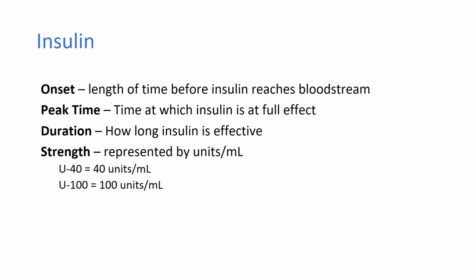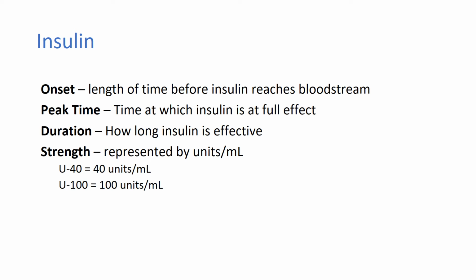The first one is the onset, so how long does it take the insulin to reach the bloodstream and start to act? The peak time, so the time at which insulin is at its full effect. How long the insulin is then effective is the duration. And then the strength. Strength is represented in units per milliliter, so it's a concentration.